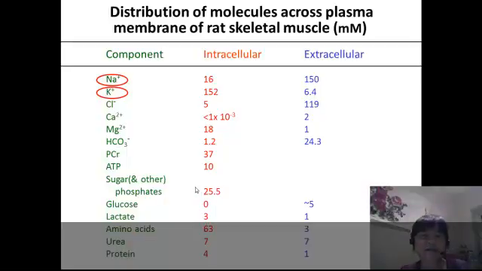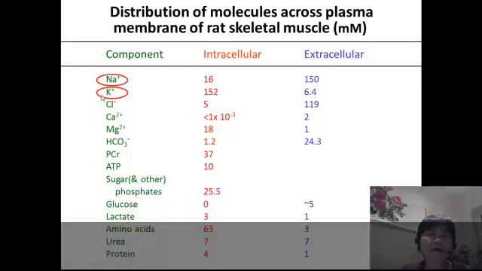Now let's look at the distribution of molecules across the cell membrane. This example comes from a rat skeletal muscle cell. On the left column are listed the components, these are the different molecules. The middle column is intracellular concentration in millimolar, and the right column is the extracellular concentration, also in millimolar.